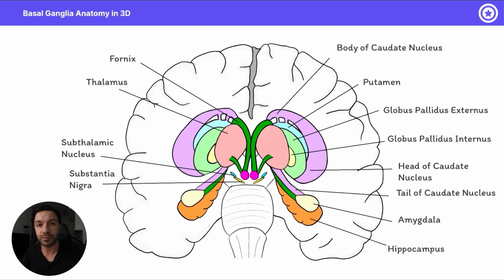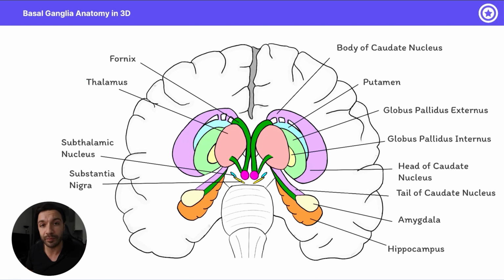Now we're going to discuss some structures which we haven't previously mentioned. First up, we have the fornix, and the fornix is this green structure right here. You can see it's taking a similar route to the caudate nucleus, except instead of going from lateral downwards, it goes from medial and comes downwards. And this attaches to the amygdala and is part of the hippocampus as well.